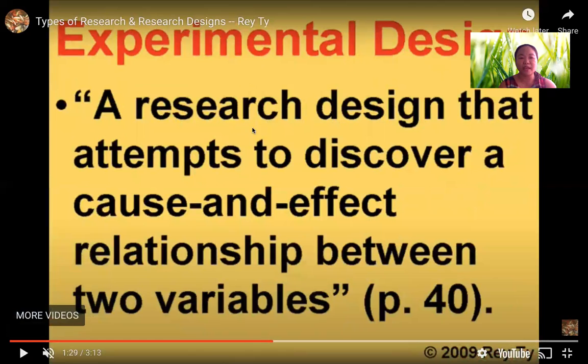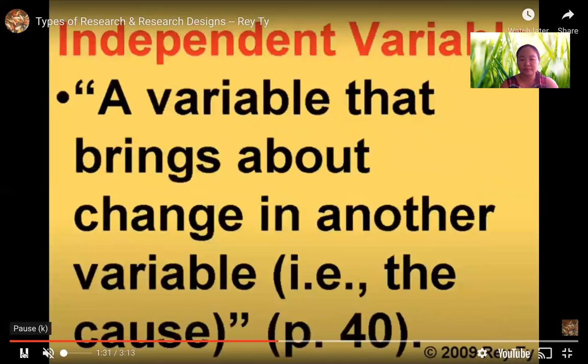So for the experimental design, it attempts to discover a cause and effect relationship between two variables. So ano yung effect? Or it could be, what are the causes? So the independent variable entails a variable that brings about change in another variable. So it's the one which causes the effect, or otherwise, it's the cause.